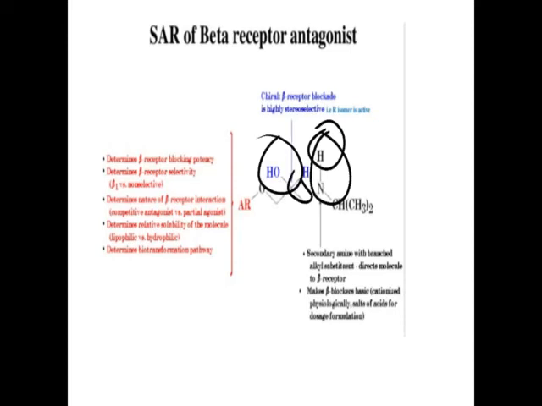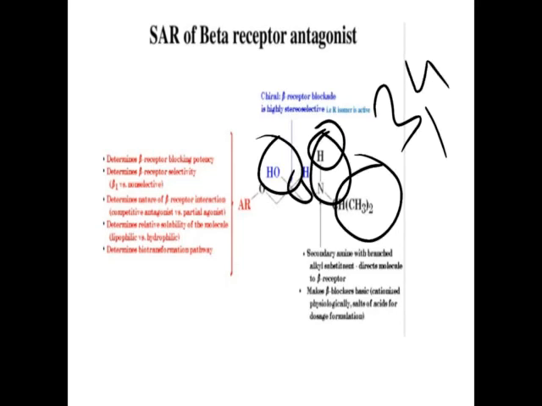Then the important part: this carbon number must be 3 to 4. If we increase the number of carbons, then the antagonist activity will decrease. Then this carbon can be present in the cyclic form or in the open chain form, but it should be a secondary amine, it should not be a tertiary amine. Okay, so these are some important points regarding the SAR of beta receptor antagonists.